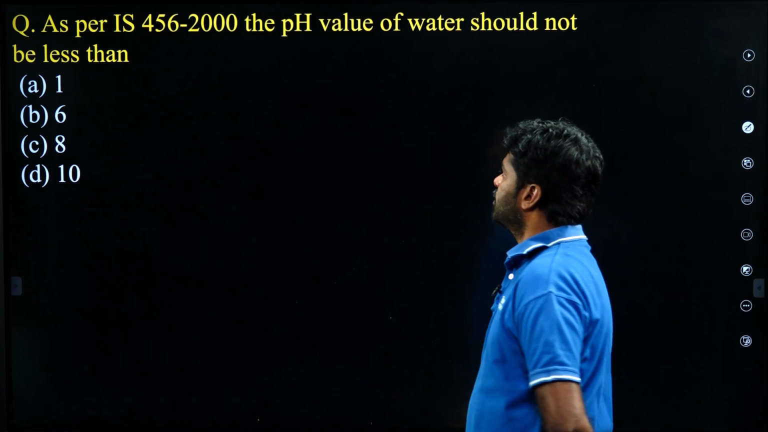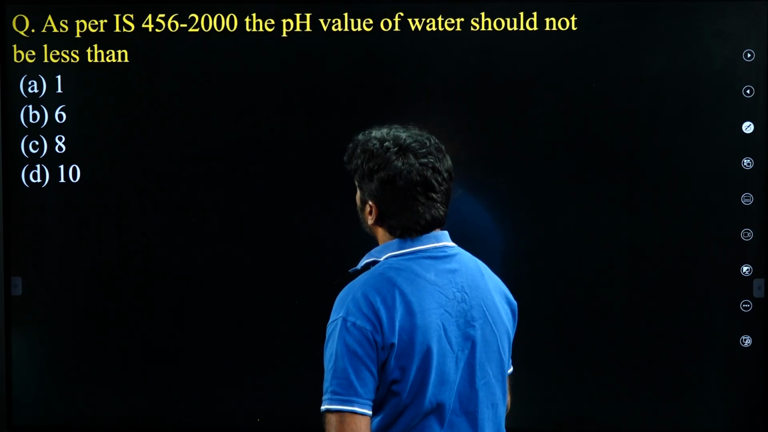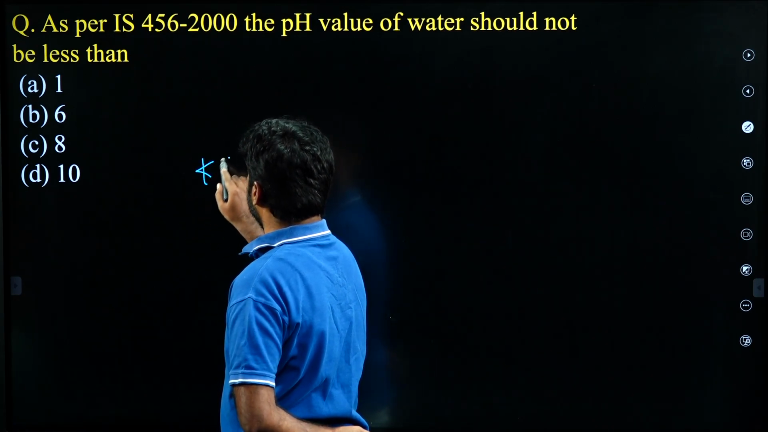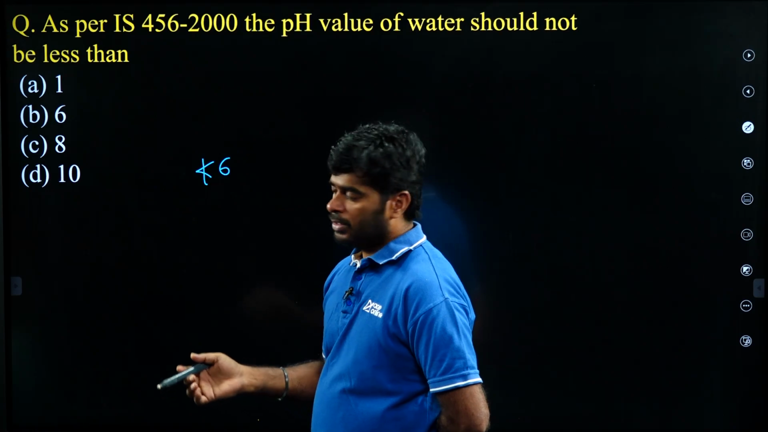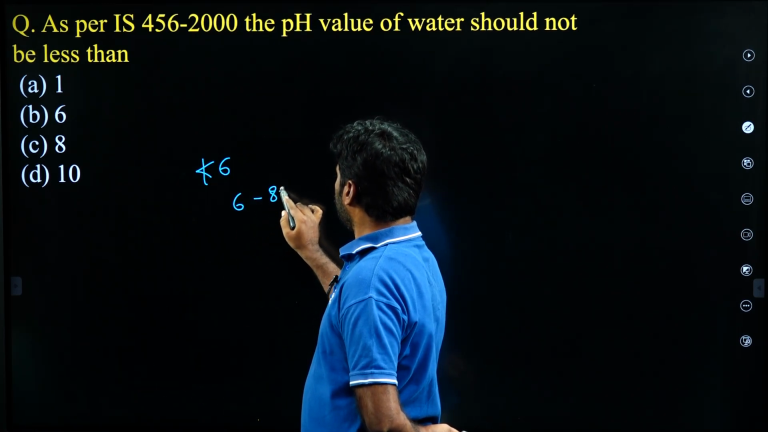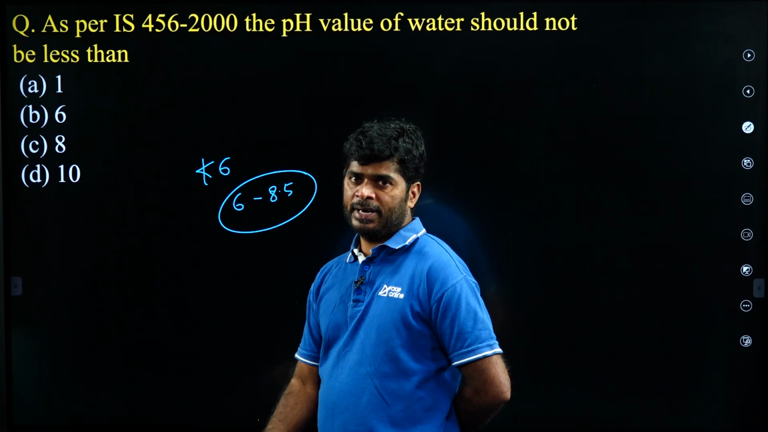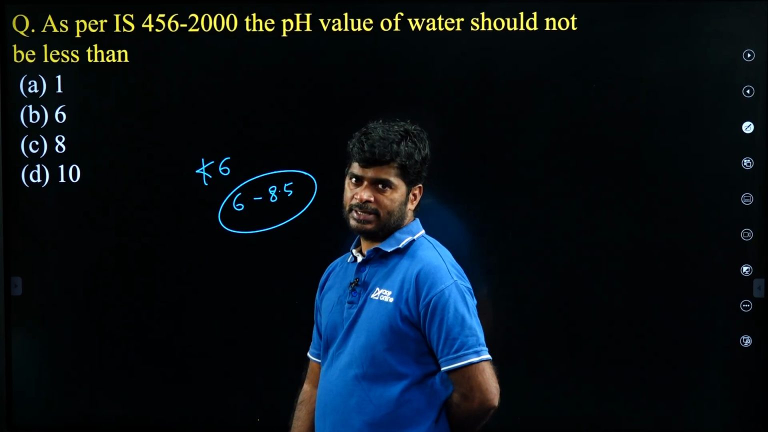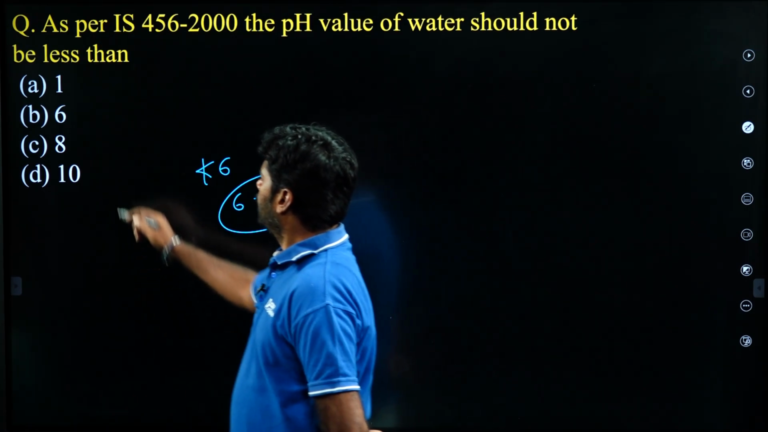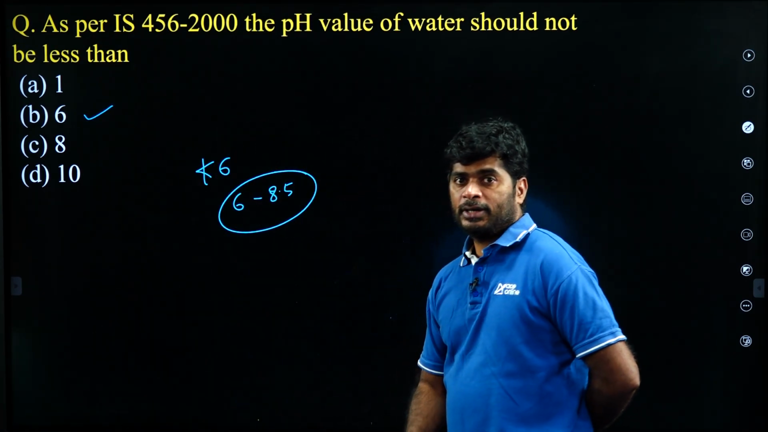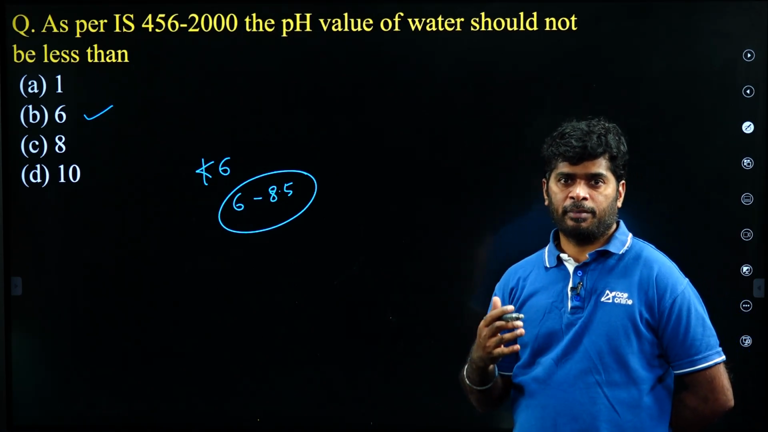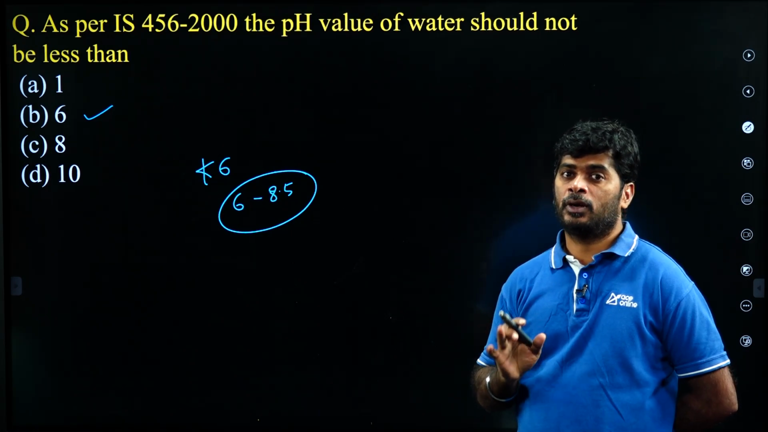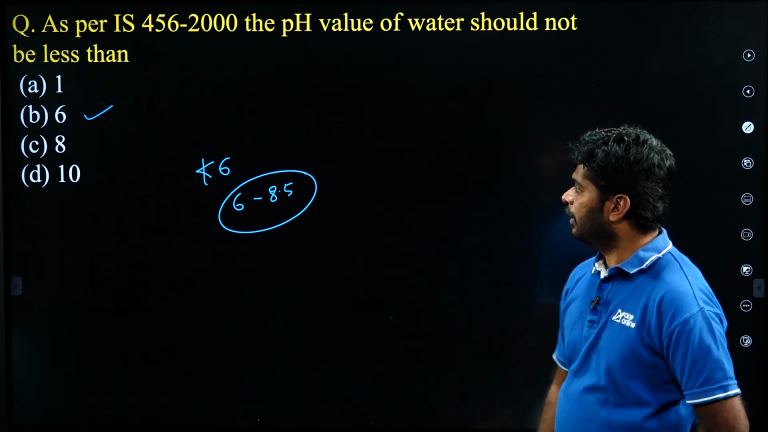As per IS 456-2000, the pH value of water should not be less than 6, a commonly asked question. Sometimes they give a range; when a range is given, pick 6 to 8.5. If no range is given, pick not less than 6. Option B is correct. The water used in construction for mixing and curing should be clean, with pH not less than 6. Next question.